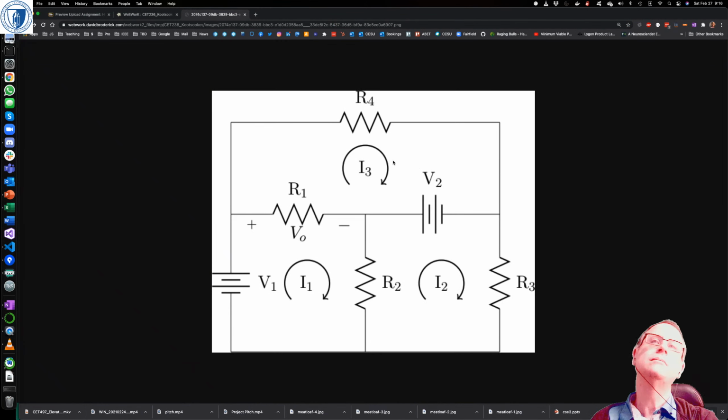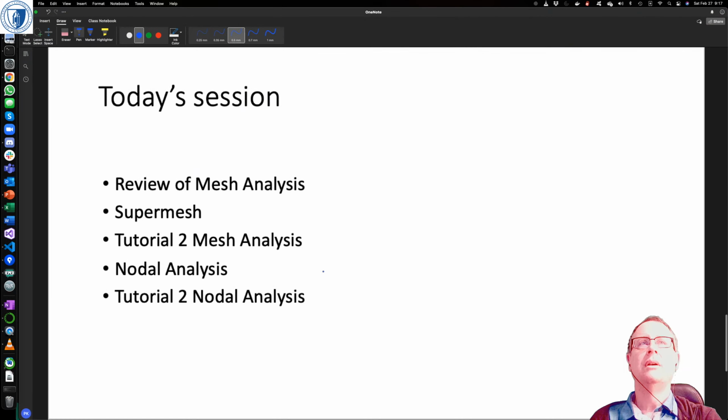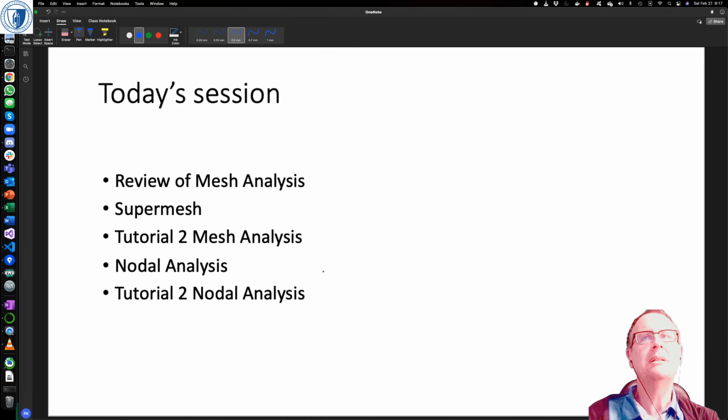Okay, let me go back to there. So today's session, review mesh analysis. We talked about that for the first time last week. We haven't actually applied it. I do want to talk, like I said in my talk about web work, about super meshes again.